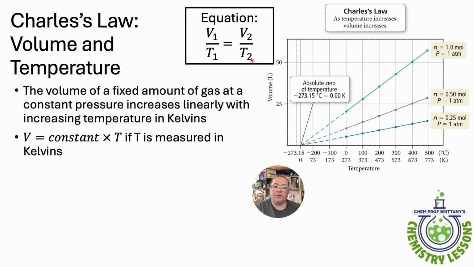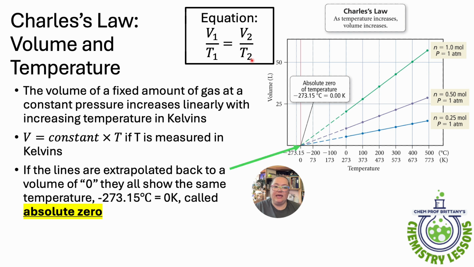So if we make these lines, we've got 1 atmosphere, remember constant pressure, 0.25 moles, 0.5 moles, 1 mole, that we're just showing the lines for different amounts of gas, right? But it's always going to be linear, where our volume, which is our Y value, and our temperature, which is our X value, it's always linear, right?